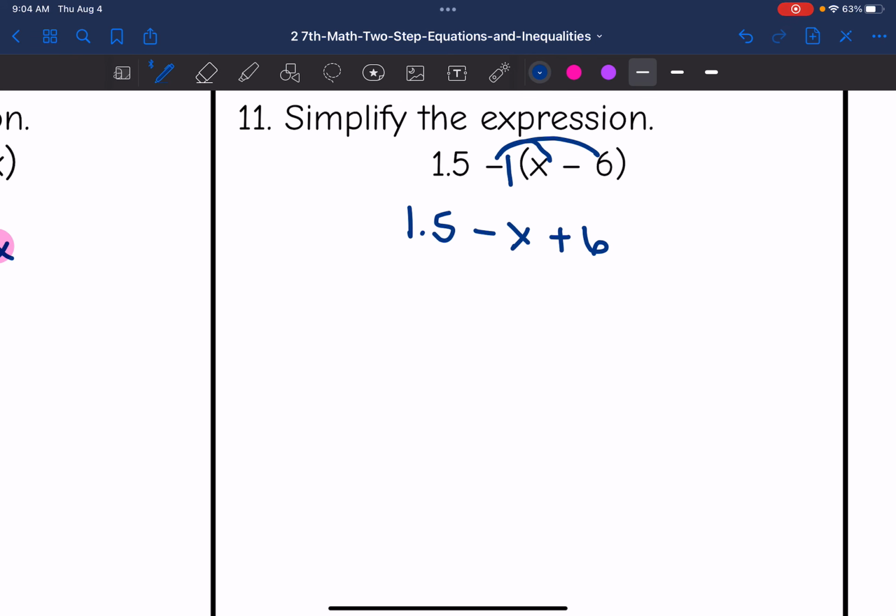Now we're going to combine like terms. I'm going to start with the x. There's not another x term to combine with that negative x, so it's going to remain negative x. And then I'm going to combine my constants, and 1.5 plus 6 is 7.5.